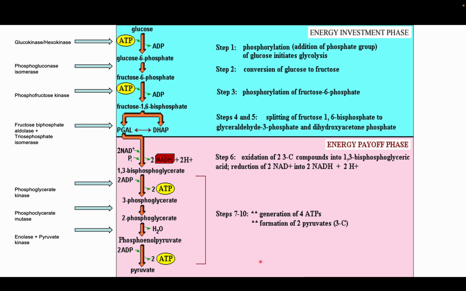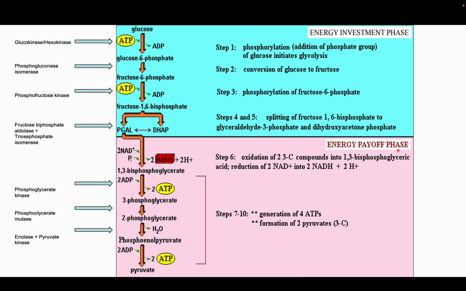Okay? Now let's take a look at the processes or the events that are involved during glycolysis. So let's have an overview. Glycolysis is divided into two stages: an energy investment stage and an energy payoff stage. So from steps 1 to 5, that is the energy investment phase, while the succeeding steps until pyruvate is produced is the energy payoff or the energy release stage or energy production stage.